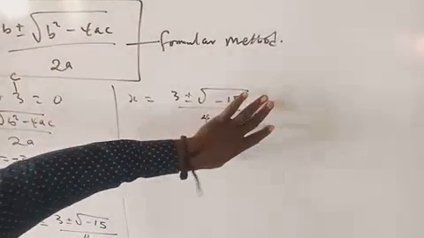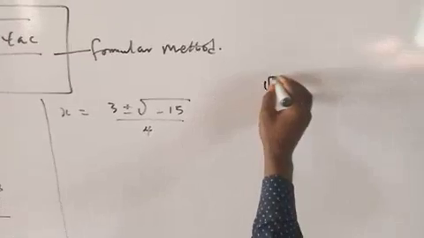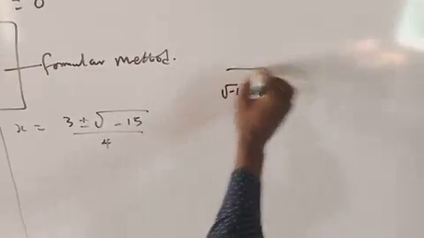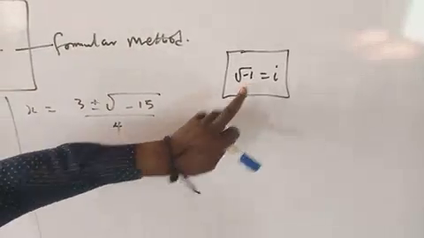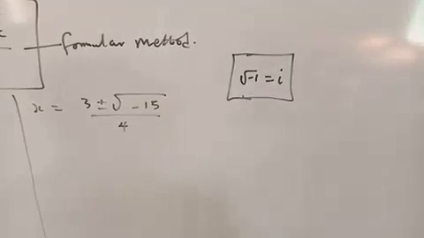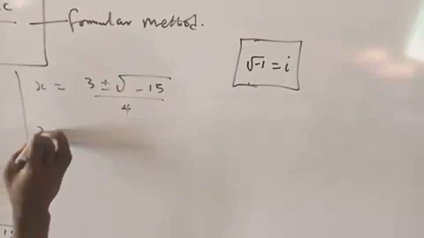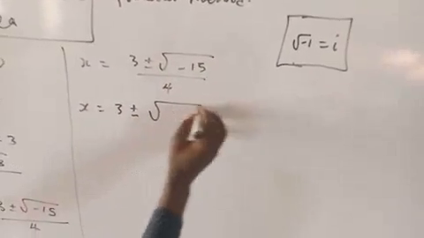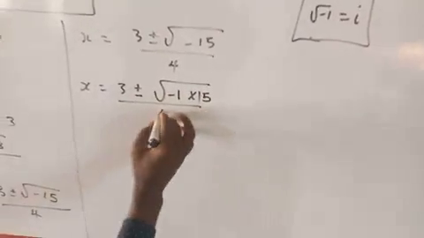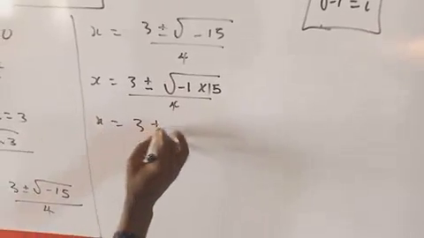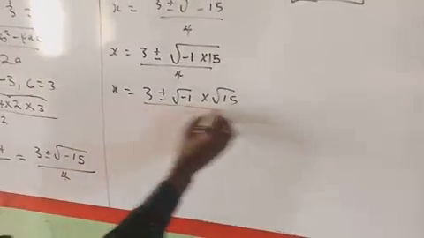So this brings us to complex numbers, where we stated earlier that the square root of minus 1 is equal to i. So you're going to see what I'm going to do here. But in case you don't really get what I'm doing, you can go back to my video on complex numbers to get the meaning of this. So this becomes x equals 3 plus or minus the square root of minus 1 times 15, all over 4. Then I can split this as the square root of minus 1 times the square root of 15, all divided by 4.